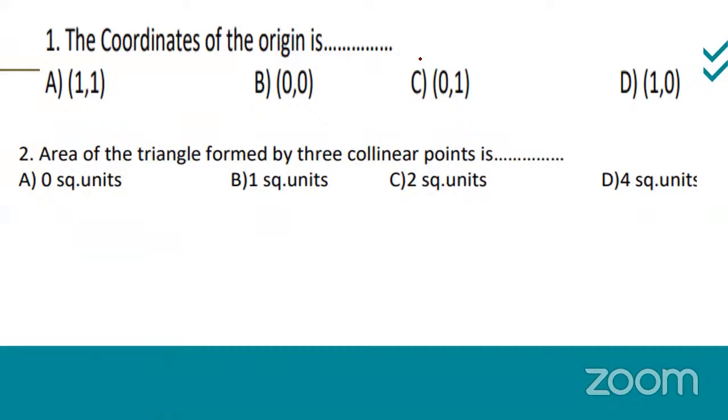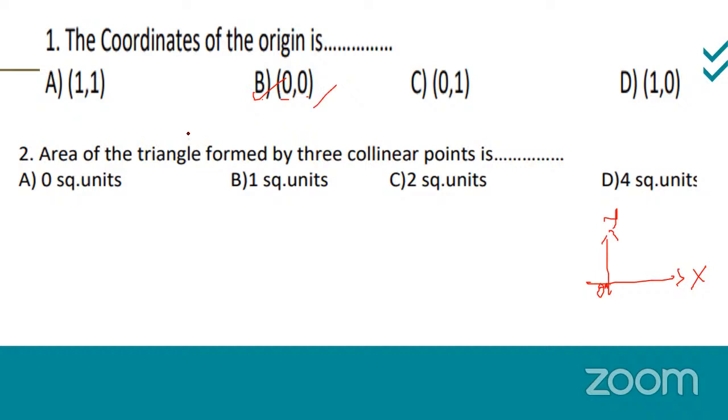First one: the coordinates of the origin is. Origin means, this is the x-axis, this is the y-axis, this is the origin. What are they asking here? The coordinates of the origin. Simply it is 0, 0. In the origin, the x coordinate is 0 and the y coordinate is 0. Remember, in the origin, x is 0, y is 0. So the coordinates of the origin are 0, 0.